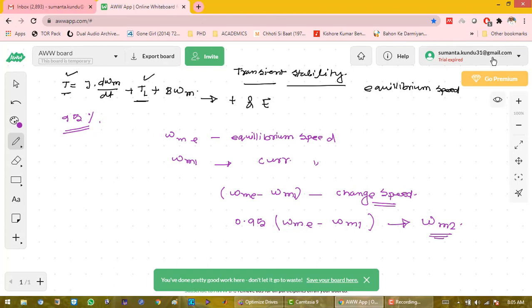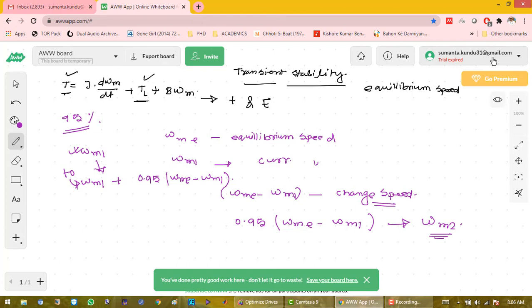So, what is the transient period or transient time? Now, the transient time is the time taken to change the speed from omega m1 to omega m1 plus 0.95 into omega me minus omega m1. That is my transient time, because 95% of speed change is my requirement.